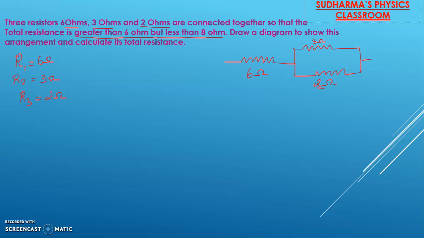Now let me try this parallel combination. Rp is equal to R1 R2 by R1 plus R2. So that is 3 into 2 divided by 3 plus 2. That's going to be 6 divided by 5. So 6 divided by 5, you will get 1.2 ohms. You have to do it.